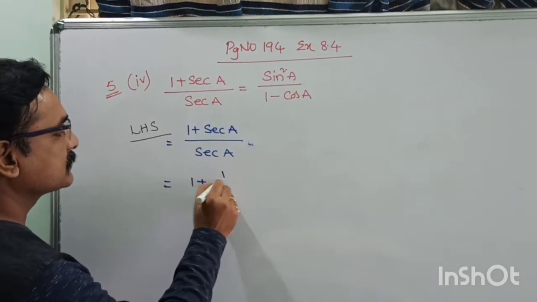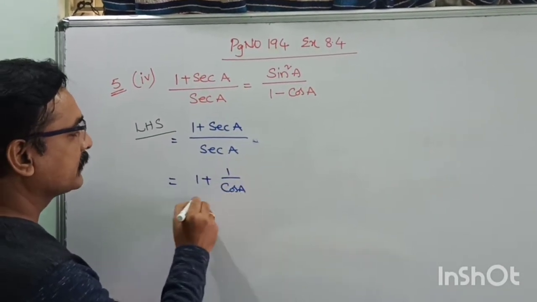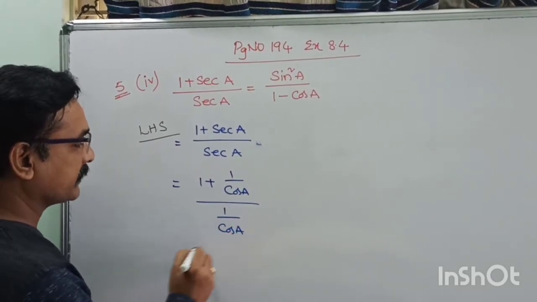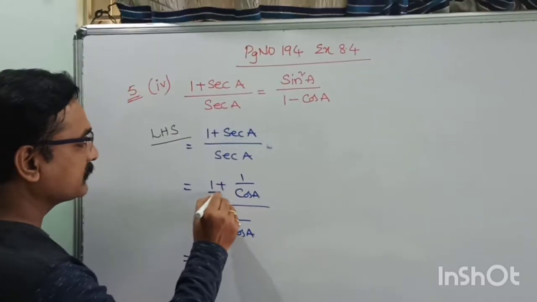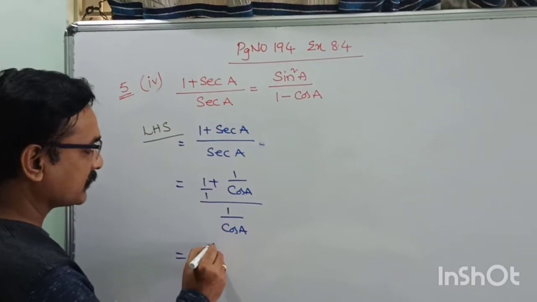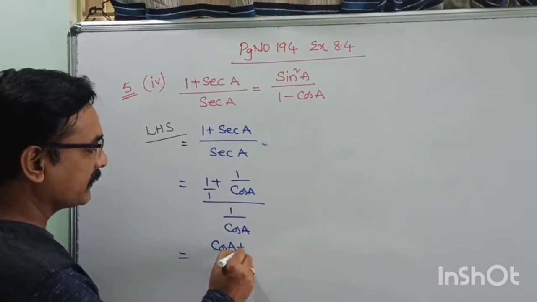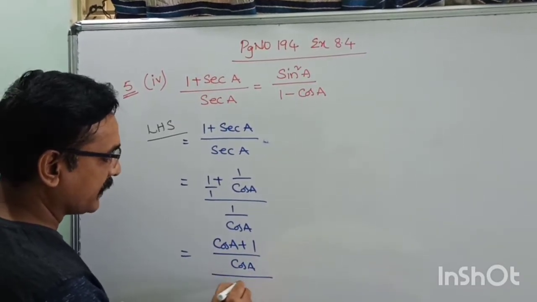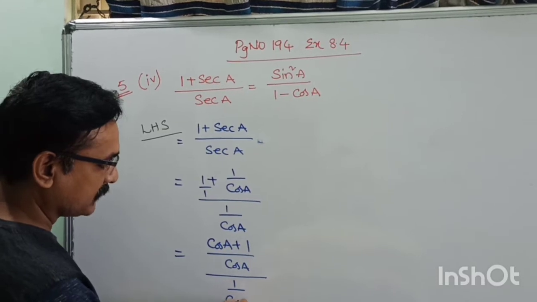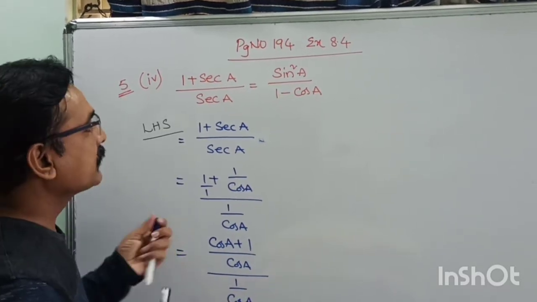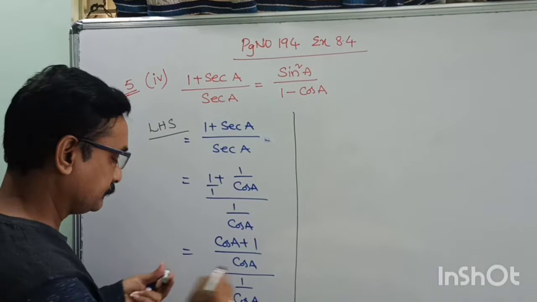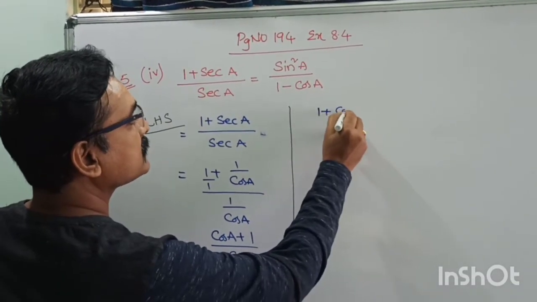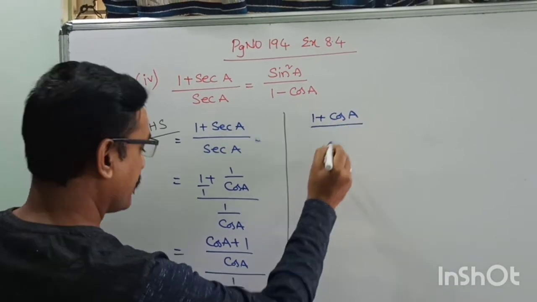So 1 plus 1 by cos A by secant A, we can write as 1 by cos A. Now find the LCM in the place of numerator here, so that we will get cos A plus 1 by cos A by 1 by cos A. Now what we can write here? Numerator is 1 plus cos A by cos A.